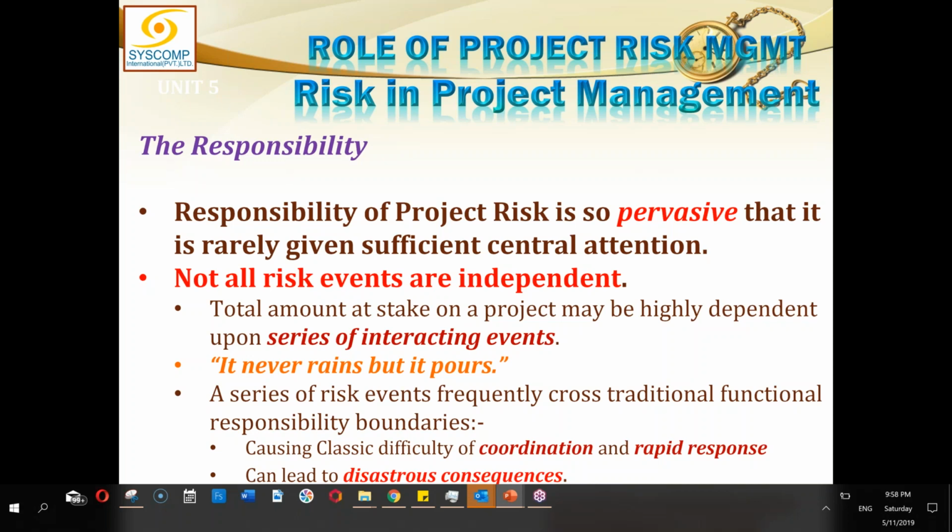What all can happen to me? What is the worst which can happen to me? If you are prepared for the worst, you are prepared to handle any situation. A series of risk events frequently cross traditional functional responsibility boundaries, causing classic difficulty of coordination and rapid response, and can lead to disastrous consequences. So don't be complacent when you are dealing with risk. Try to understand that anything which can go wrong will go wrong in the worst possible way.